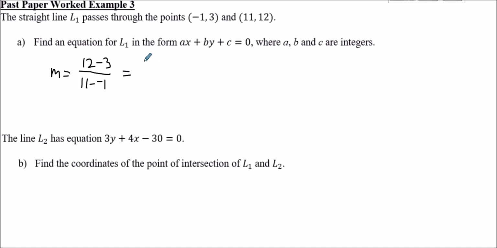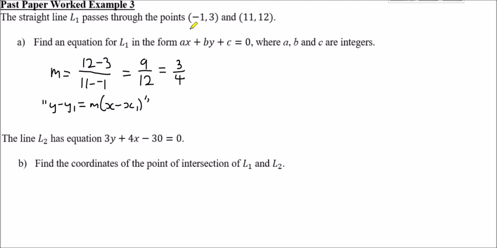12 minus 3 is 9. 11 minus minus 1 is 12. 9 over 12 simplifies to 3/4. We can then use the form of the equation y minus y1 equals m brackets x minus x1, because we know not just 1 point but 2 points, and we know the gradient. So I'd suggest using the simpler point to substitute in.